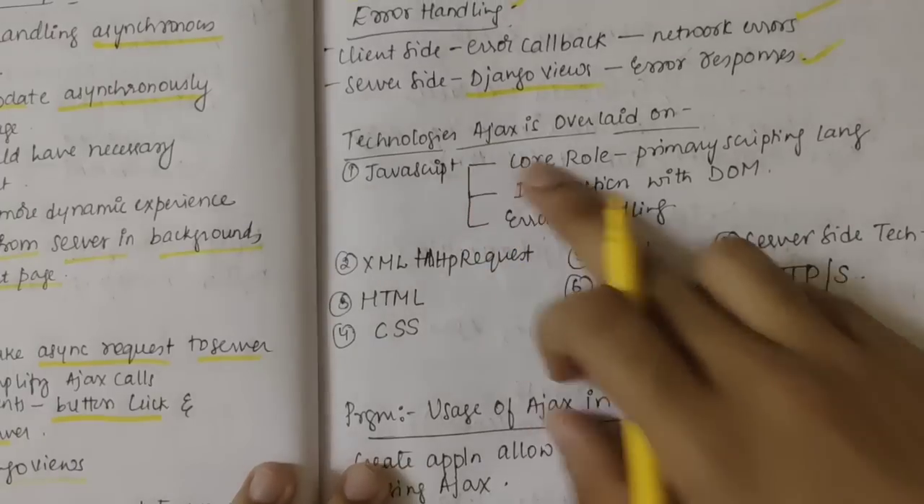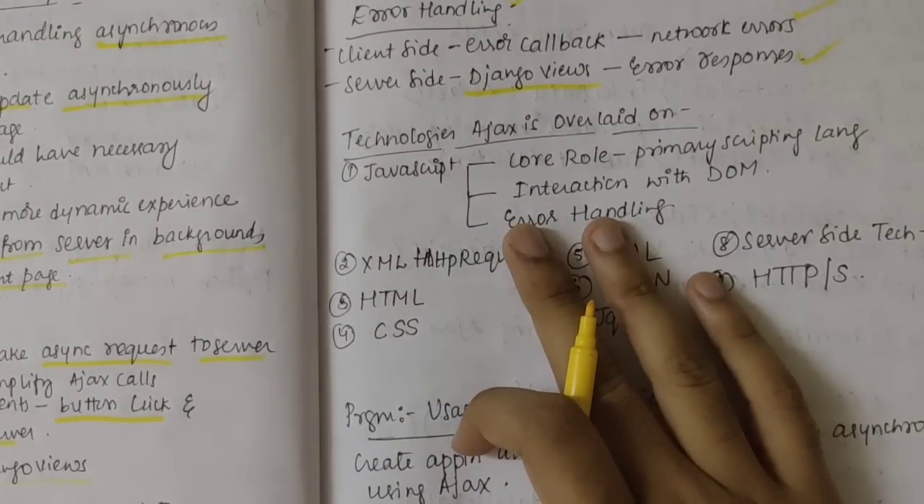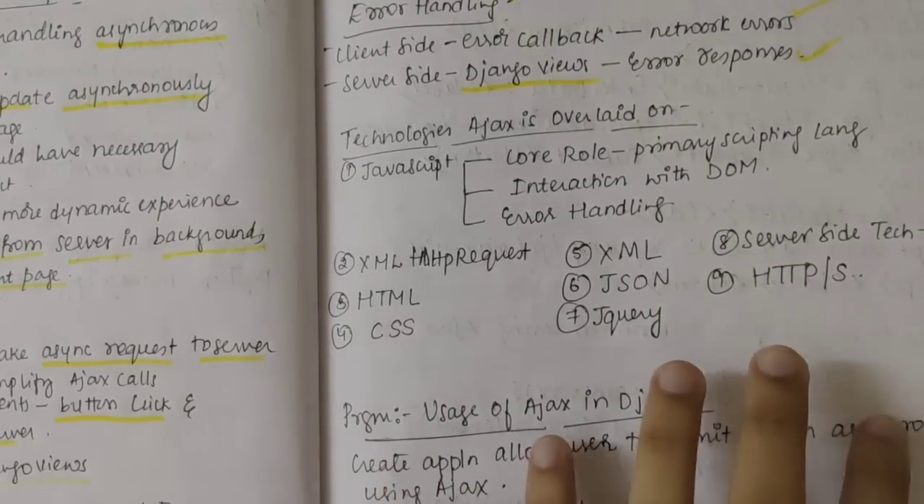Next we have technologies Ajax is overlaid on. We had this question in the sample paper, guys. So go through this properly. There are nearly 10 technologies. Here I have written 9.